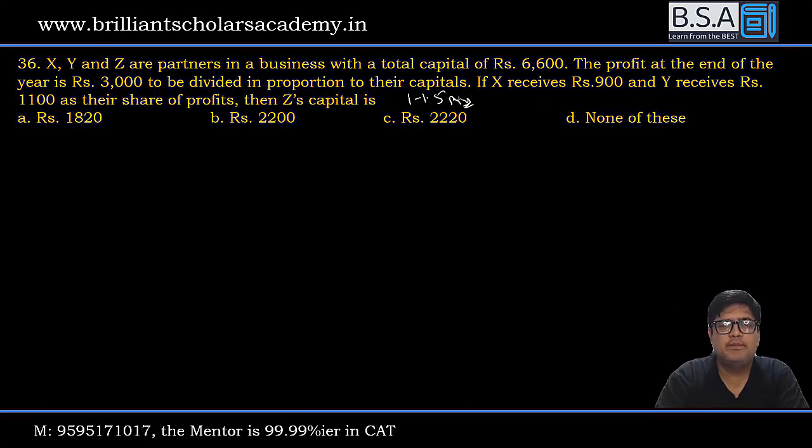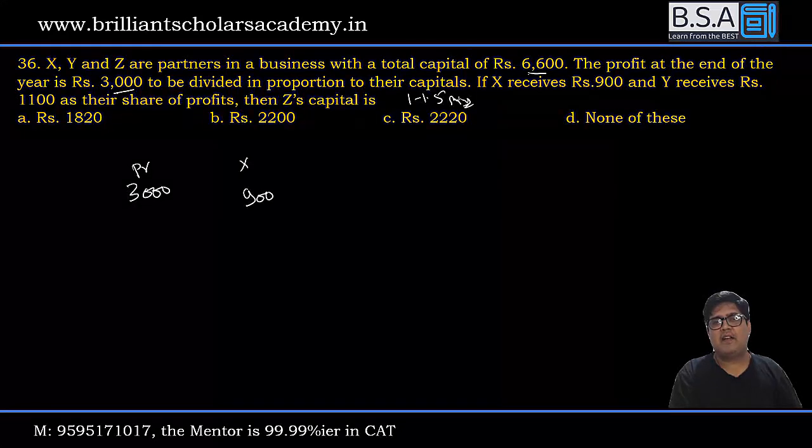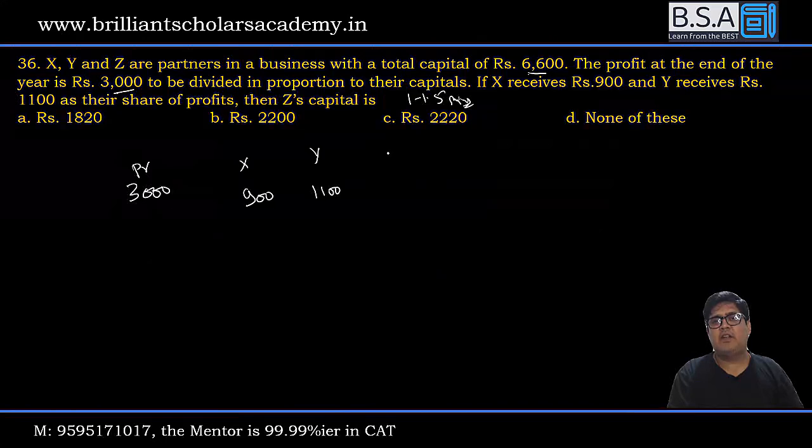Two-step problem. Just a two-step problem. Good. See. Usually what happens, capital is given to us and we try and find profit. Here the approach is reverse. The capital is given to us total and we need to find individual capital. Profit is given to us. 3,000 rupees is the profit. Out of that, first person receives 900. Second person receives 1100. The third person will receive how much?